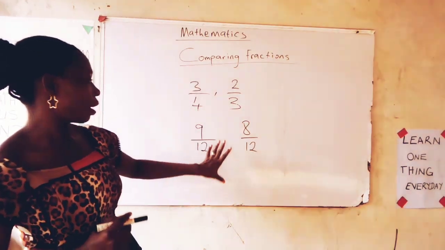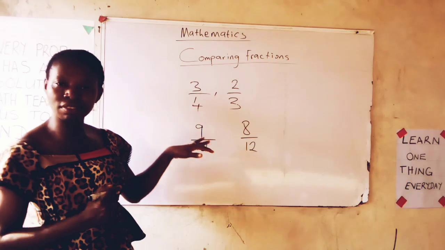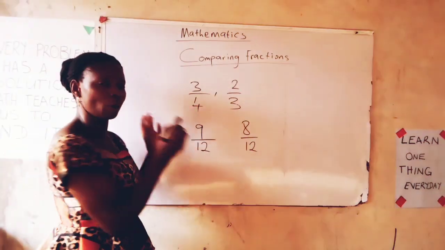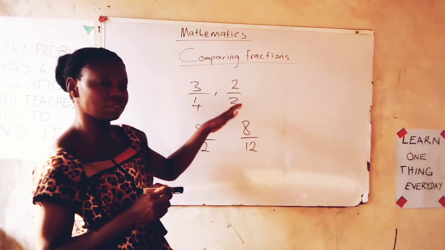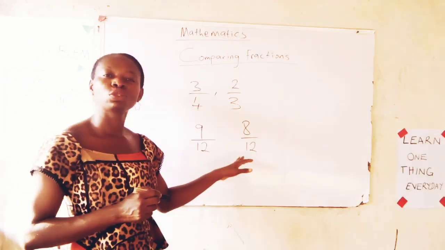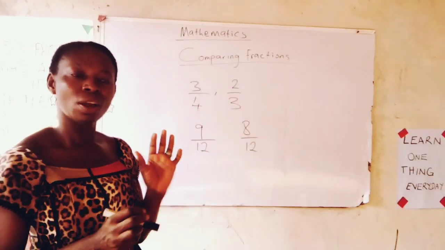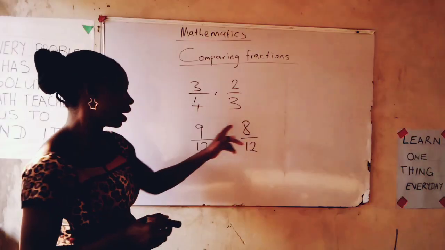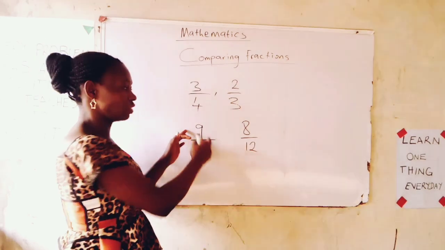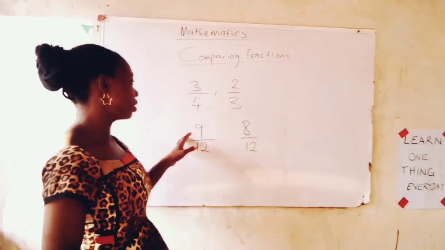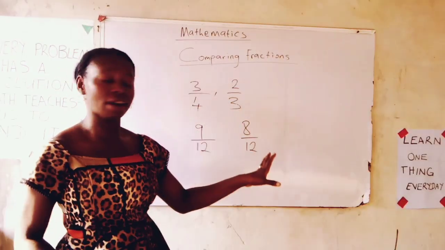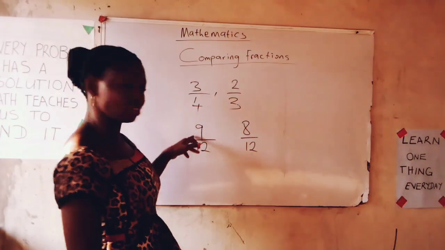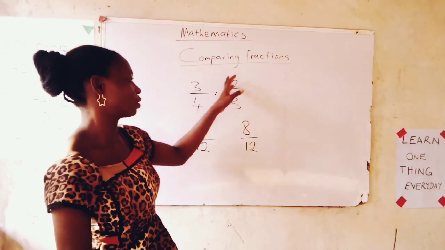With this, we have seen that 3 over 4 is equivalent to 9 over 12. They are the same. And 2 over 3 is the same as 8 over 12. Okay. With this, you can find the fraction that is bigger. So 9 and 8, which one is bigger? 9 is bigger than 8. That means 3 over 4, which is 9 over 12, is bigger than 2 over 3.